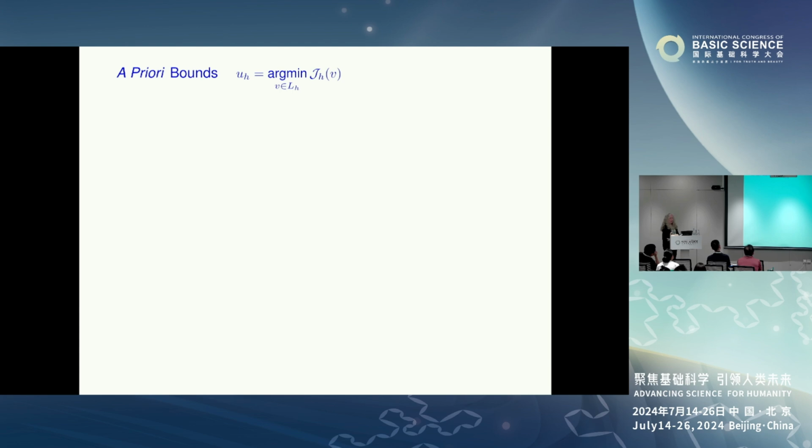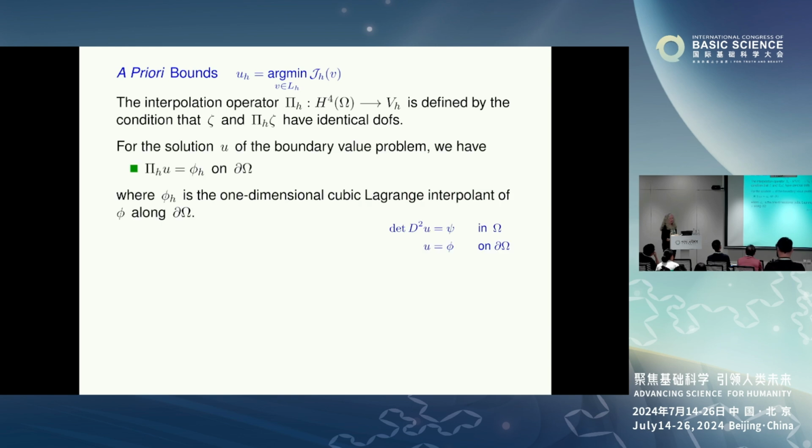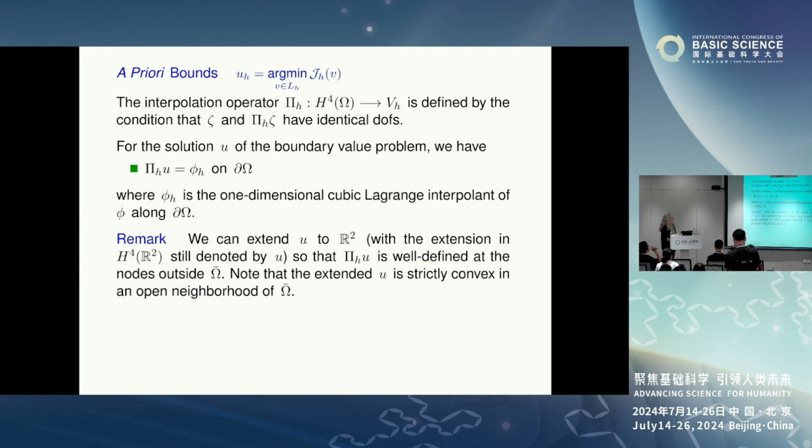We have a priori bounds for a minimizer of our cost function. We have an interpolation operator pi h, defined by the condition that zeta and pi h zeta have identical degrees of freedom. This means that pi hu is the one-dimensional cubic Lagrange interpolant of phi along the boundary of omega. Let me point out that we can extend u to the whole plane so that pi hu is well defined on the exotic nodes outside omega, and the extended u is strictly convex in an open neighborhood of the closure of omega.